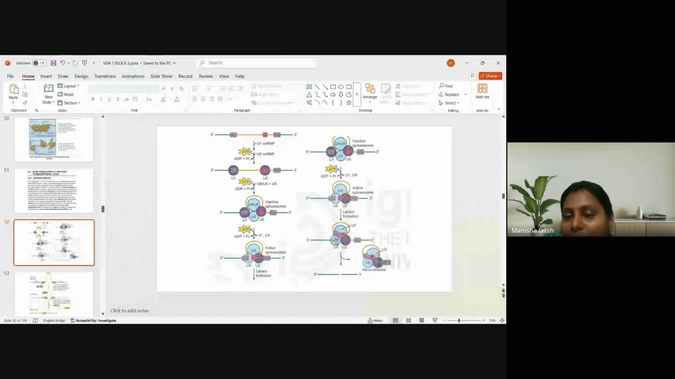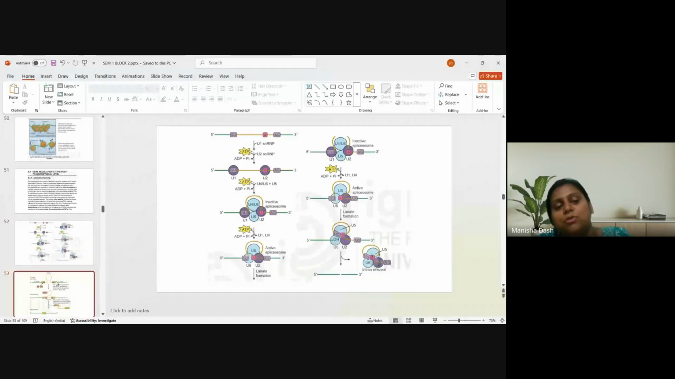So this OH group available here is actually the 3' end, and the 5' end of this exon will now join with the 3' end of this OH, forming a continuous sequence of the exons. The entire intron will be released along with the spliceosome complex. So that is how the introns are removed by the splicing mechanism.